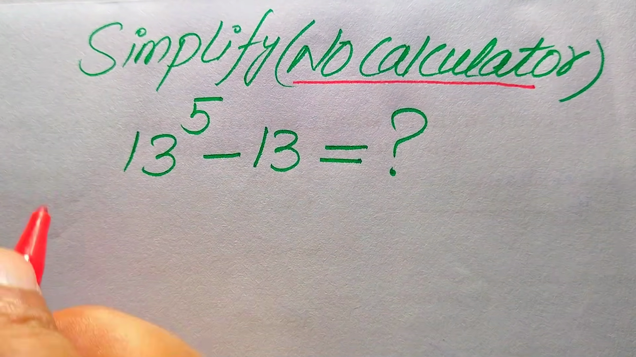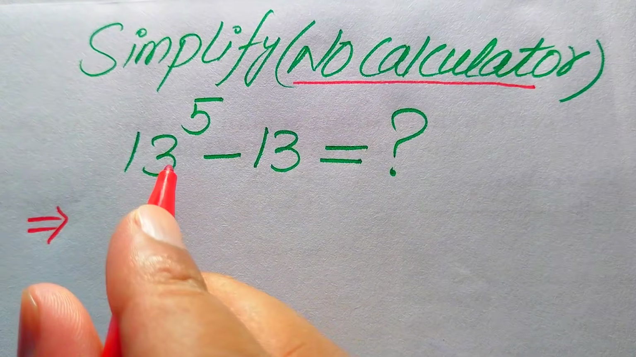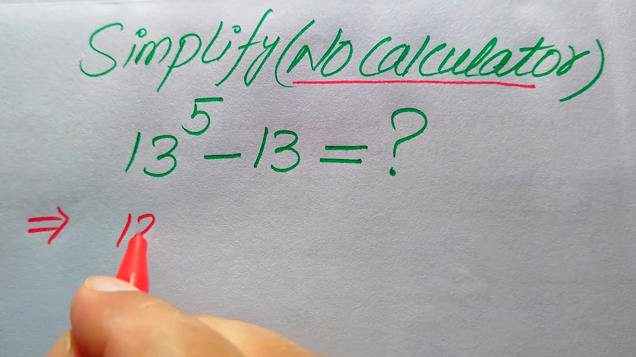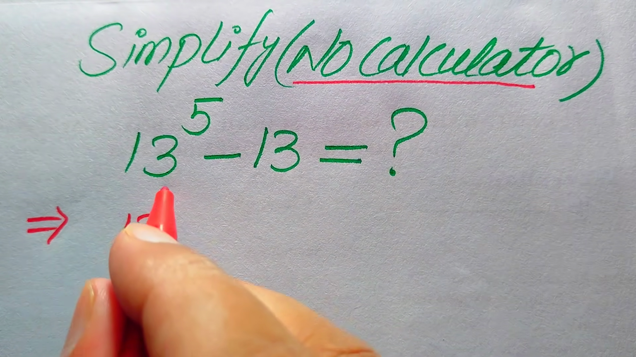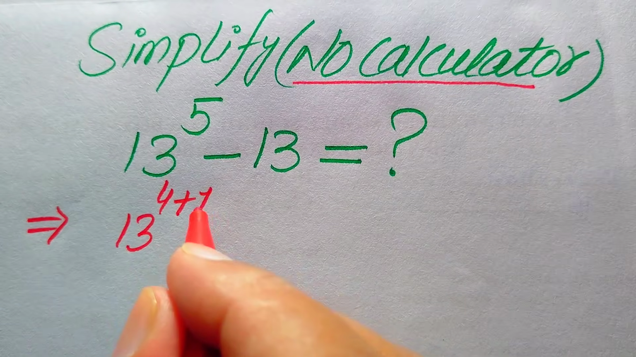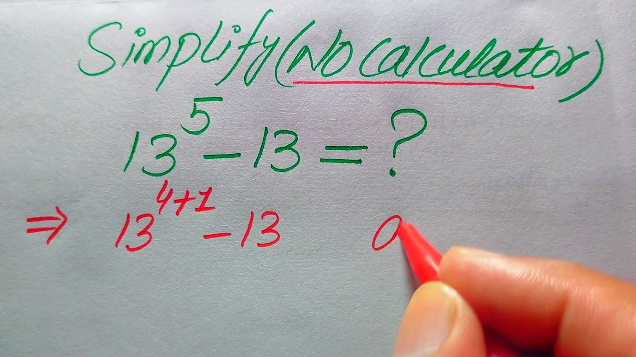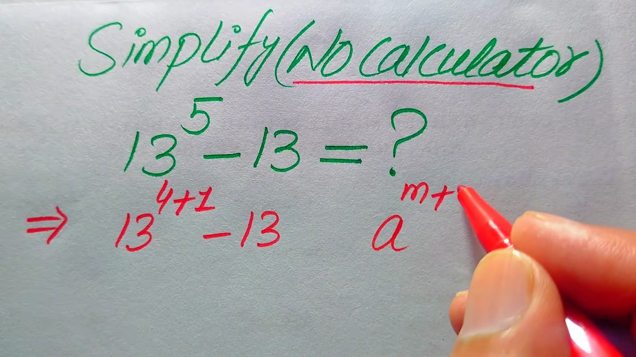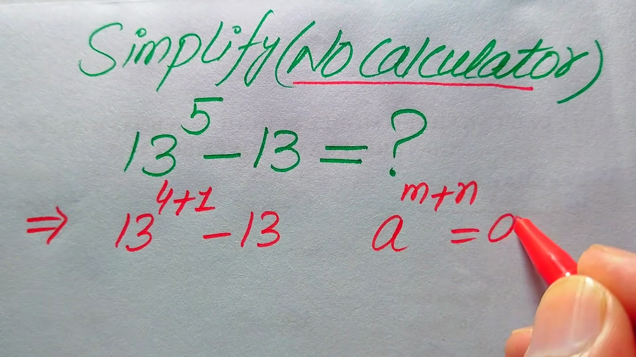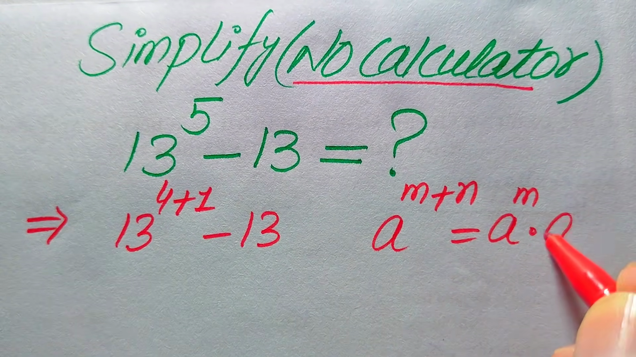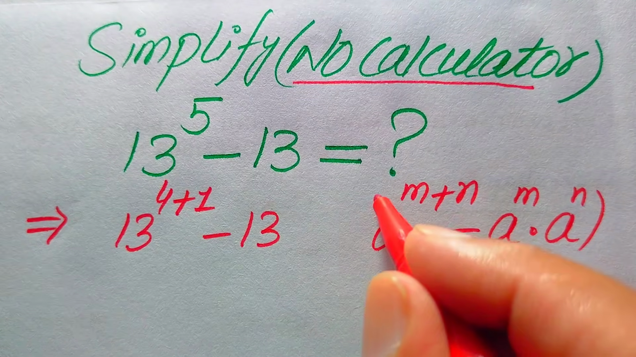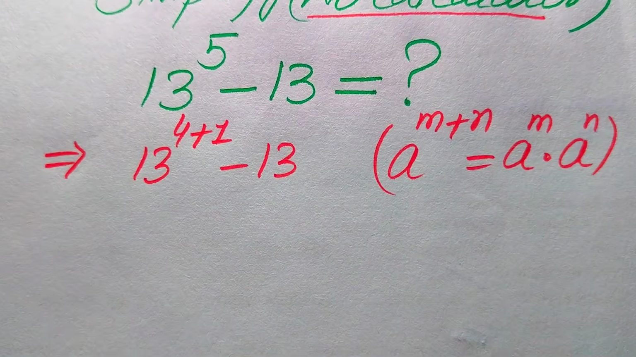Okay. So first we need to focus on the exponent of this term, and we break it down. This is 13 to the power of 5, and we write it as 13 to the power of 4 plus 1, minus 13. And here we use this nice exponential rule. We know that a to the power of m plus n is equal to a to the power of m times a to the power of n.